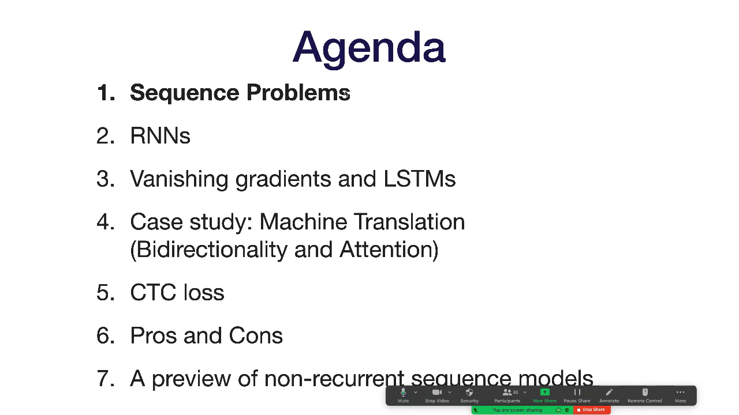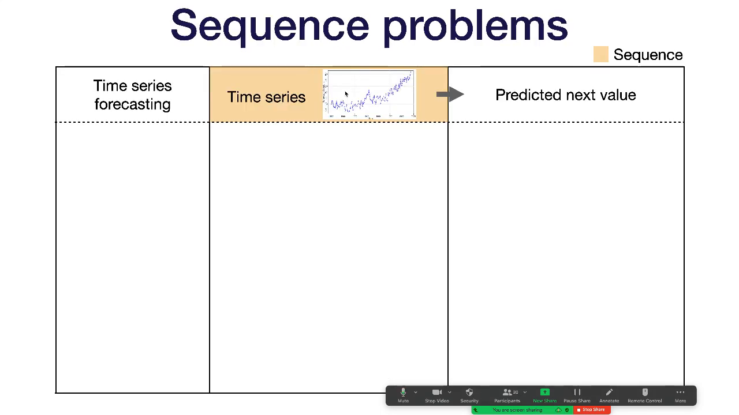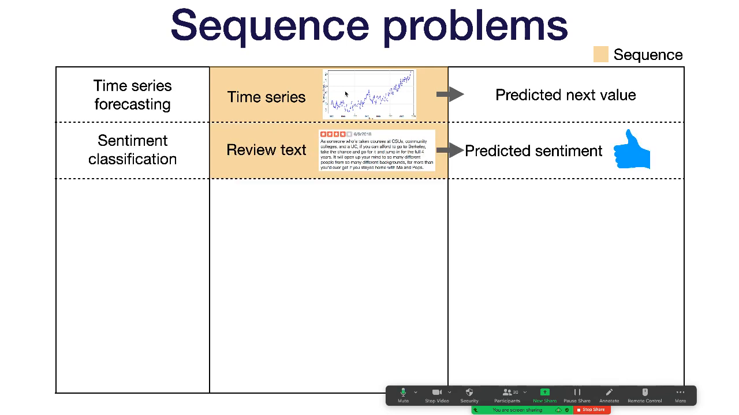Okay, so sequence problems, like what are we even talking about here? So a simple example of a sequence problem that you can have as a mental model is time series forecasting, right? In time series forecasting, the input to your model is a time series, so a history of a value of some data point, and your goal in this task is to predict what the next value is going to be. So the input is a sequence and the output is a single value.